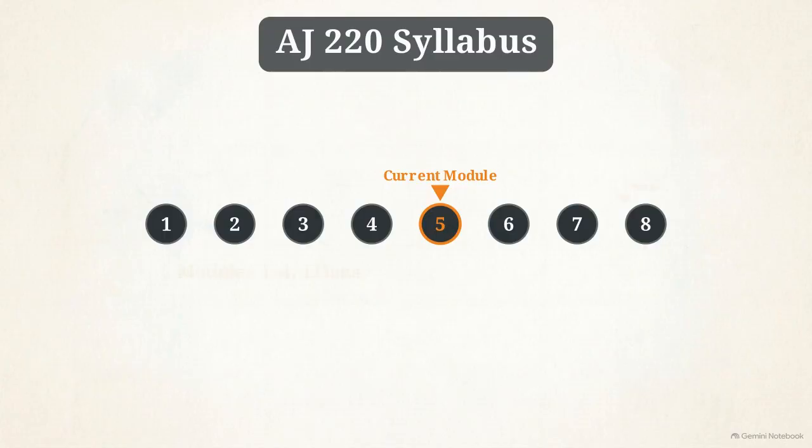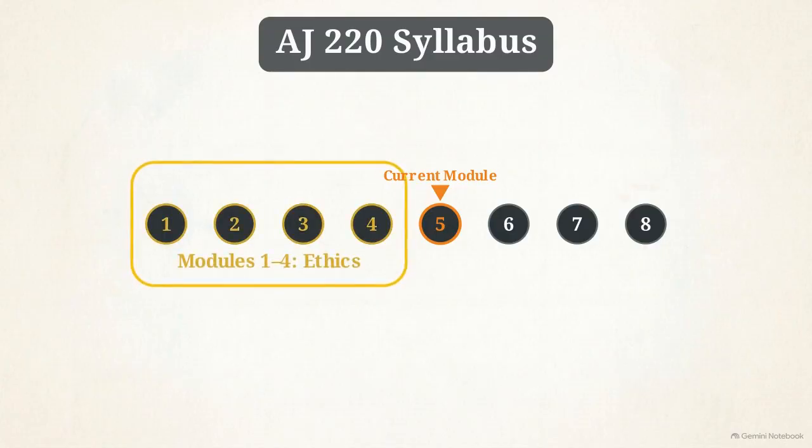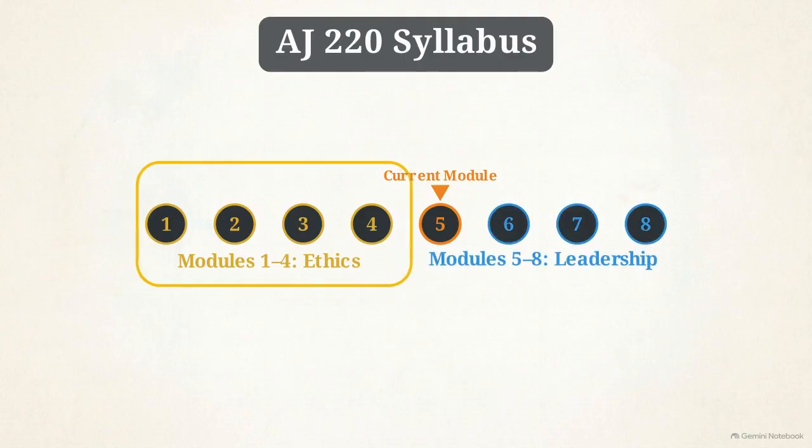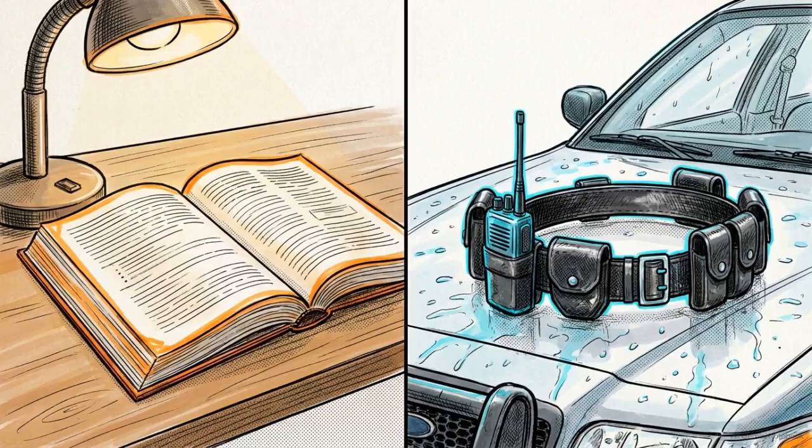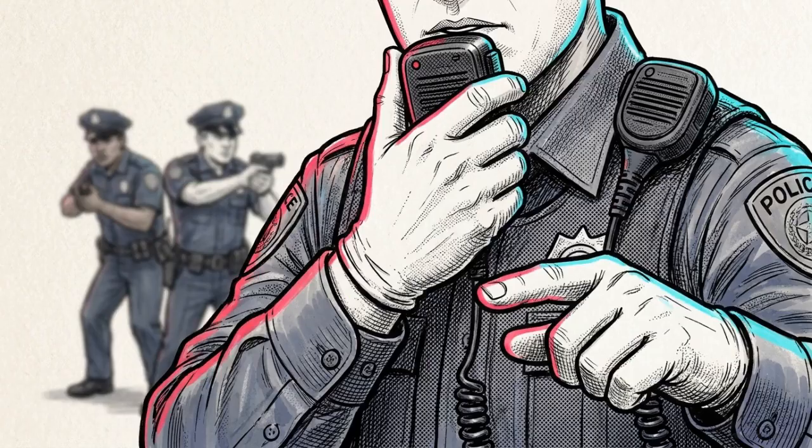This week marks a transition point. In Modules 1 through 4, we built a foundation of individual ethics. For Modules 5 through 8, we are crossing over to study leadership. The syllabus separates these topics to make them easier to study, but in the field of criminal justice, they never operate independently. A leader's ethical baseline drives every command they issue.